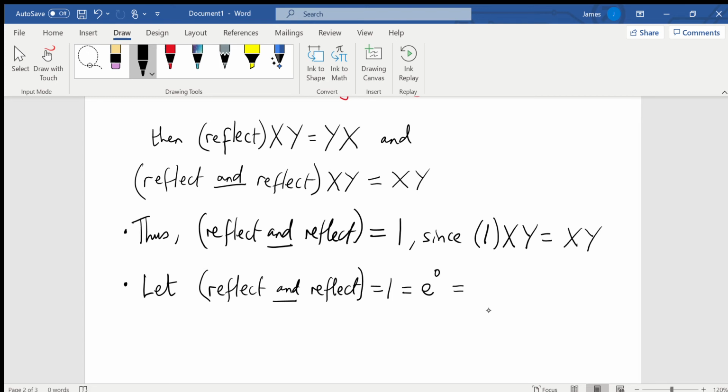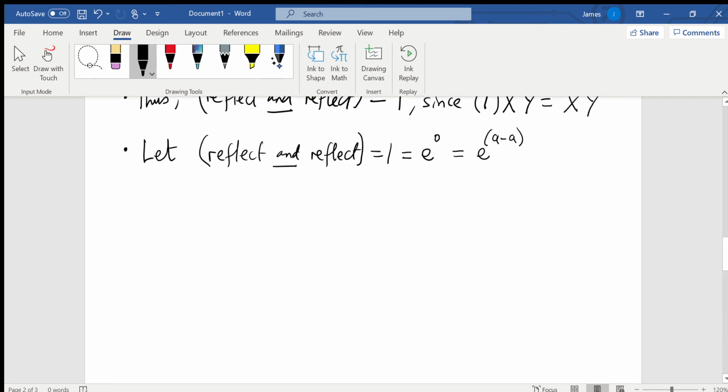Well, that means that whatever 0 is, it must be something minus itself. So let's say that that is e to the a minus a. Okay, so a minus a is 0, e to the a minus a is e to the 0, e to the 0 is 1, and that's exactly what reflect and reflect did. Okay, so we're doing good. Now, what could A be? We need to invent what A could be.